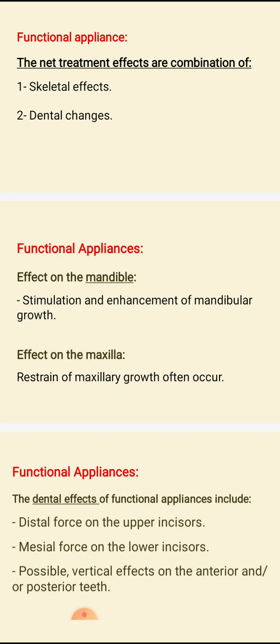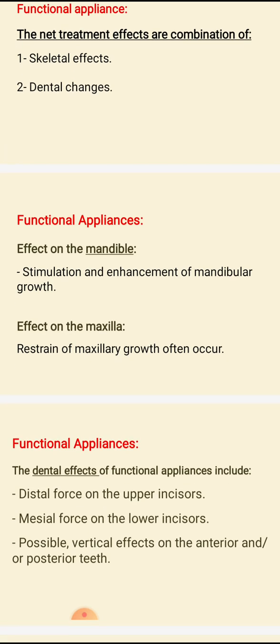What are the dental and the skeletal effects? First, starting with the skeletal effects. The mandible and the maxilla are both affected. The effect on the mandible is stimulation and enhancement of the mandibular growth. The effect on the maxilla is restraining the maxillary growth. Both are favorable for correction of class 2 malocclusion.